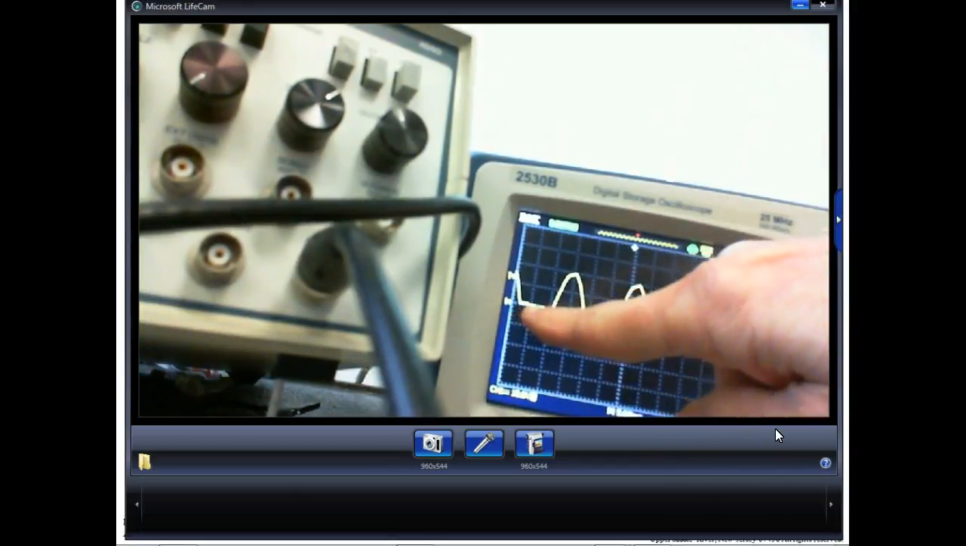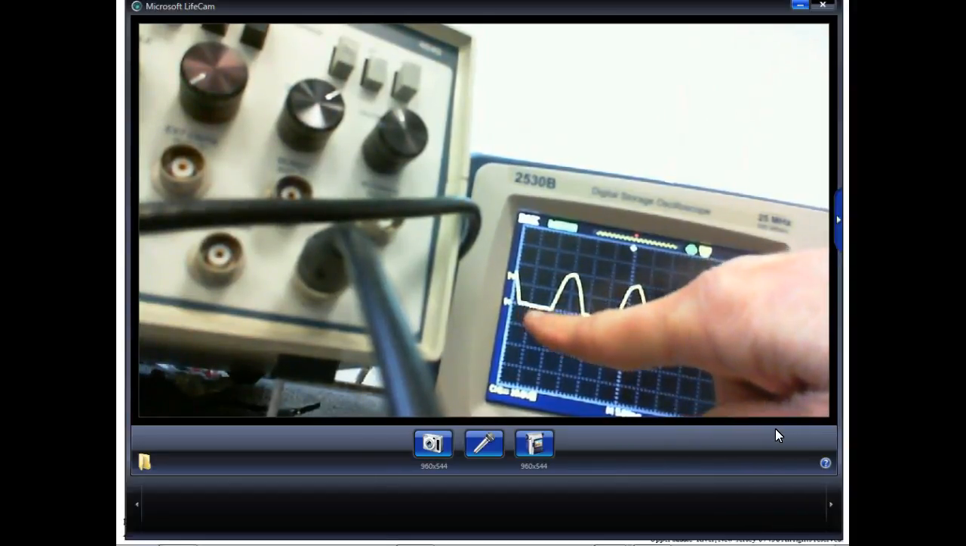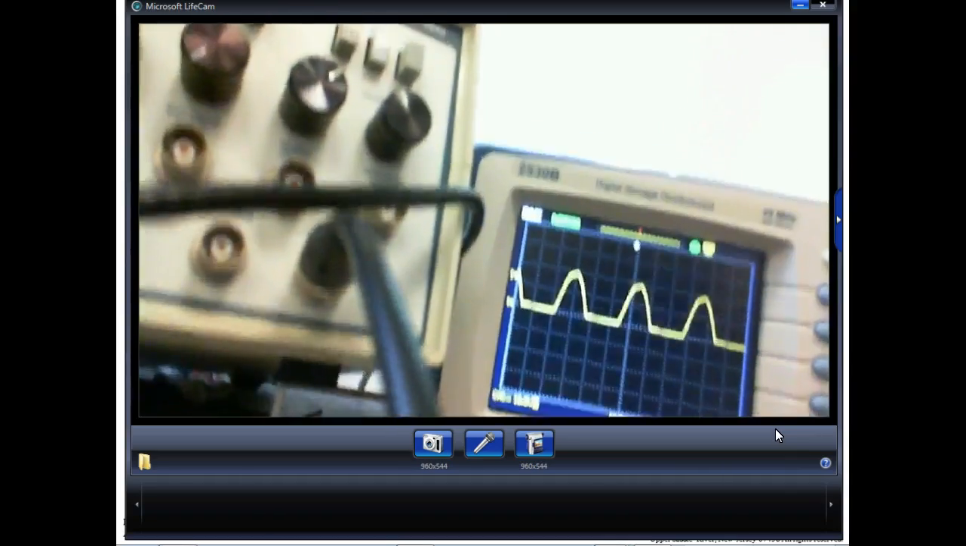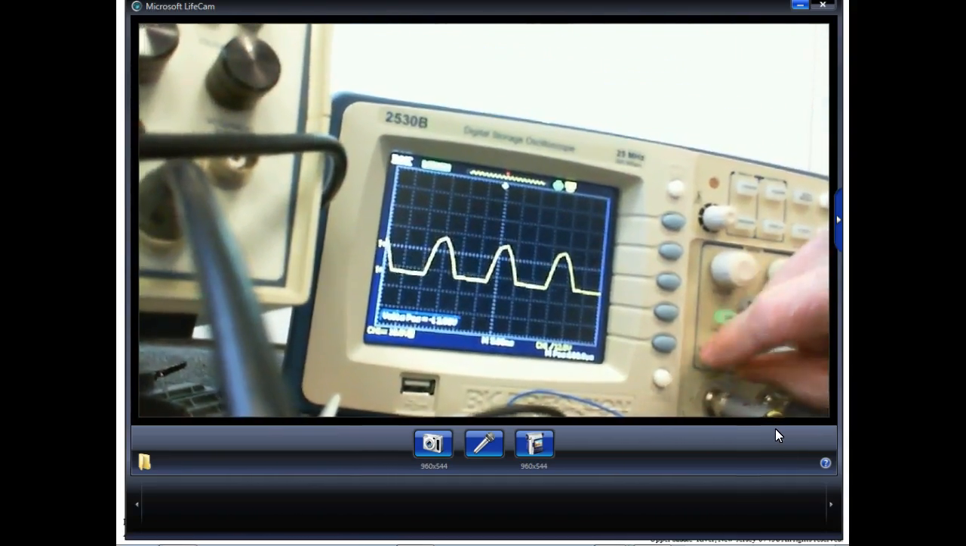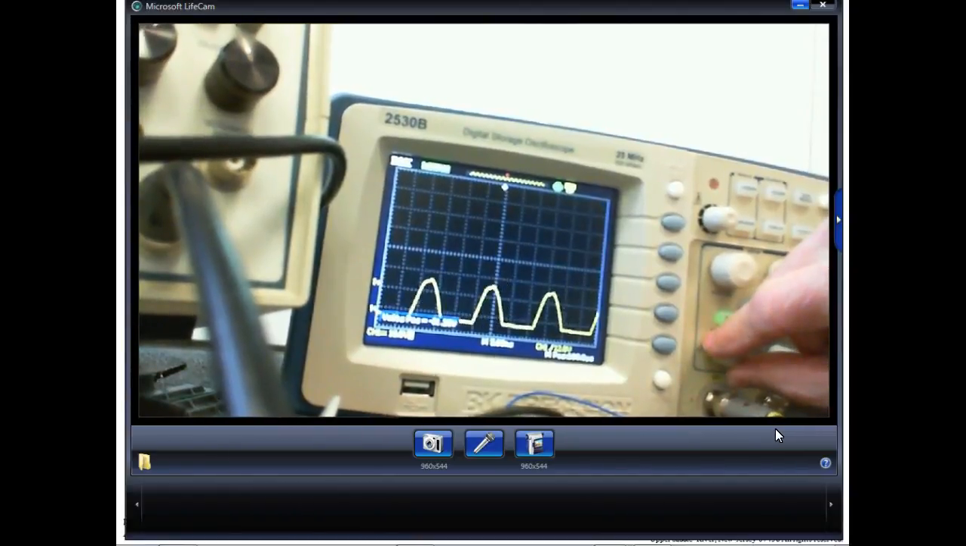Well, this is DC. I don't need my zero reference to be set in the center, right? You understand? So what I'm going to do is take this control right here called the position control, and move it down. I like to move it down to right there.